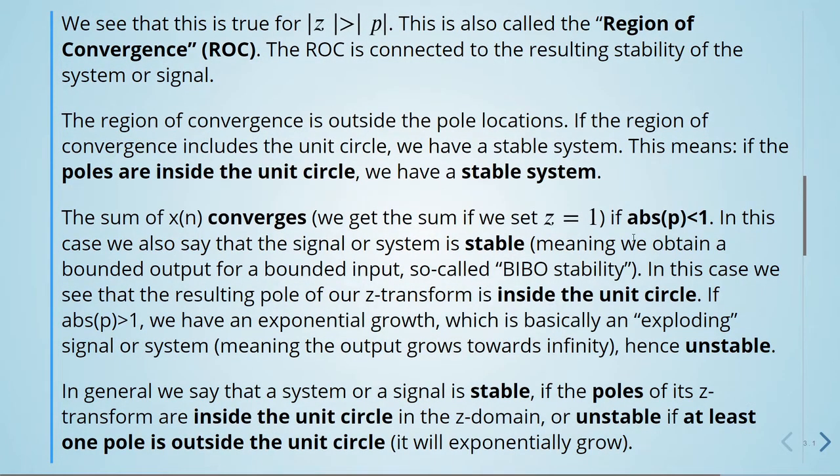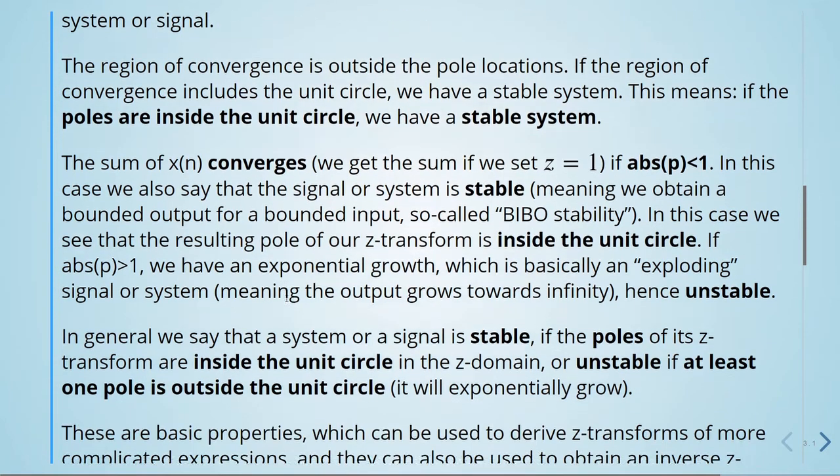In this case, we also say that the system is stable. This means that we obtain a bounded output for a bounded input. This is the so-called BIBO stability, the bounded output for a bounded input. So in this case, we see that the resulting pole of our z-transform is inside the unit circle. If the absolute value of p is greater than 1, then we have an exponential growth, which is basically an exploding signal or system. This means that the output grows towards infinity, and this is an unstable signal or system.